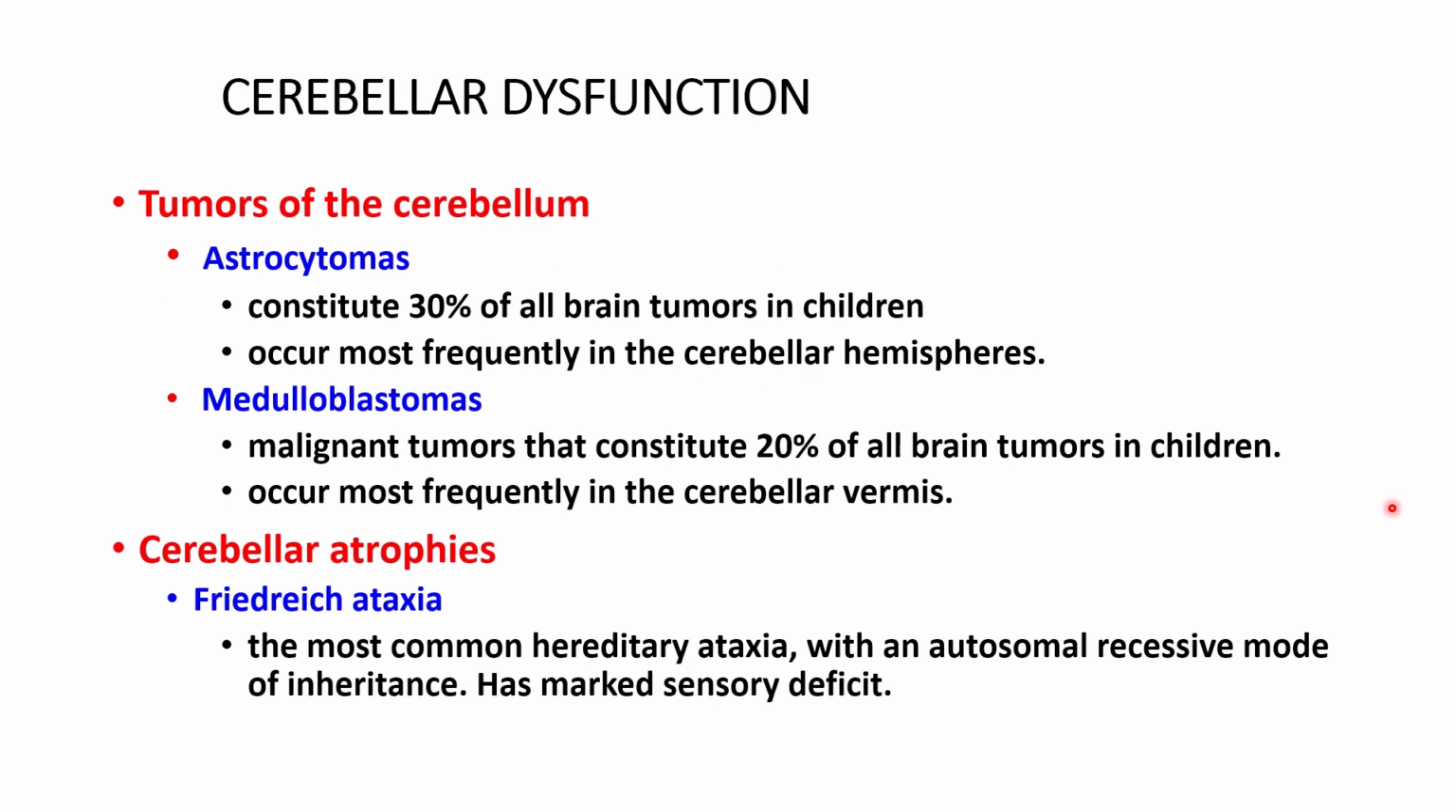For tumors of the cerebellum, there is astrocytoma, which is more common, and it involves the cerebellar hemispheres. The other one, which is less common, is called medulloblastoma, and that involves the vermis, and both of them are common in children. And lastly, cerebellar atrophy.